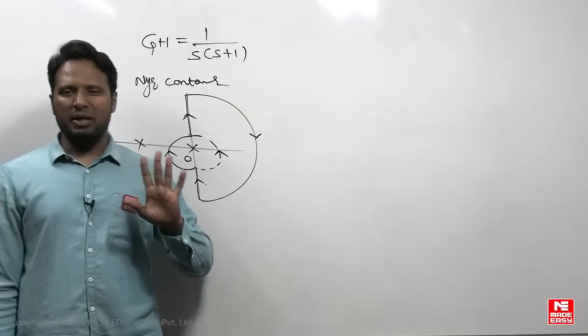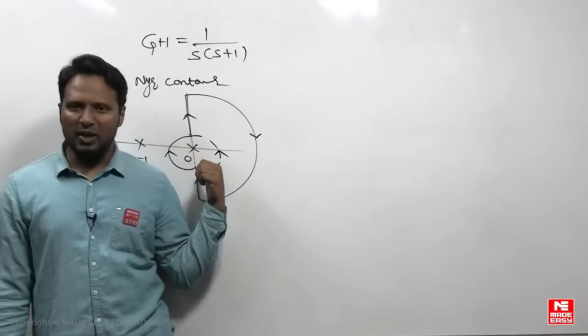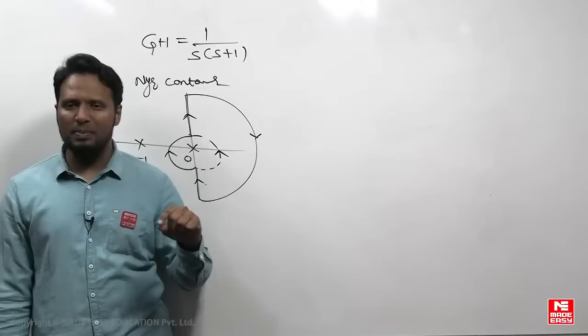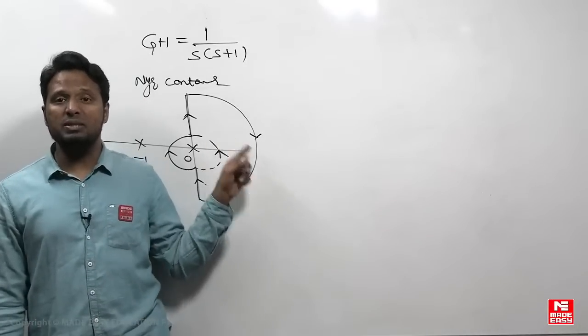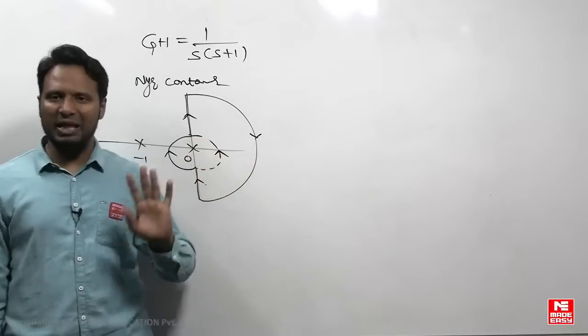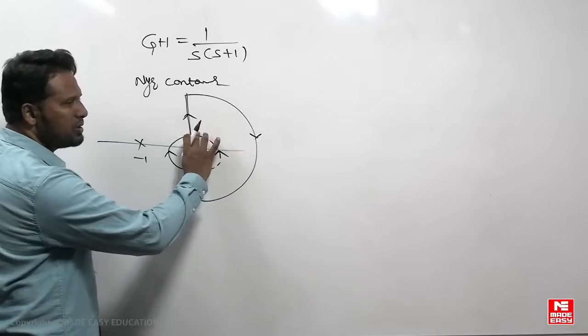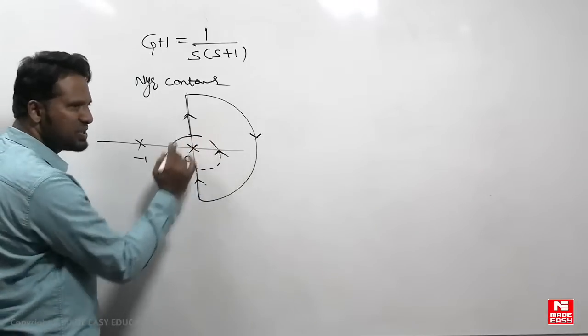Recall what the Nyquist stability criterion is. The Nyquist plot in the GH plane, obtained corresponding to the Nyquist contour in the S plane, which should not pass through any pole of the function, must encircle minus 1 comma 0 as many times as the number of poles that are encircled by the Nyquist contour. This is the Nyquist criterion. So if someone bypasses from the right side, that is their choice. If from the left side, that is their choice. We will do it from the right side.